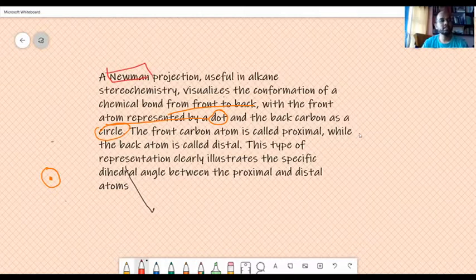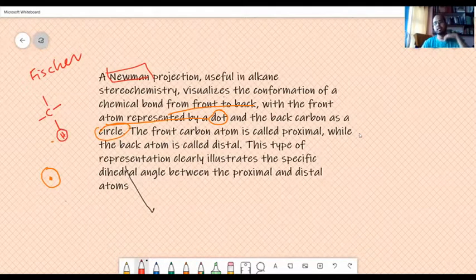In the Fischer projection, we had a carbon atom like this, and all things were in the plane, in the 4-dimensional structure, and we had hydrogen at the lowest priority. We are going to see the hydrogen atom last and at the back of the structure, and then there was this wedge structure, dashed and solid wedge structure. Okay, that is the difference.